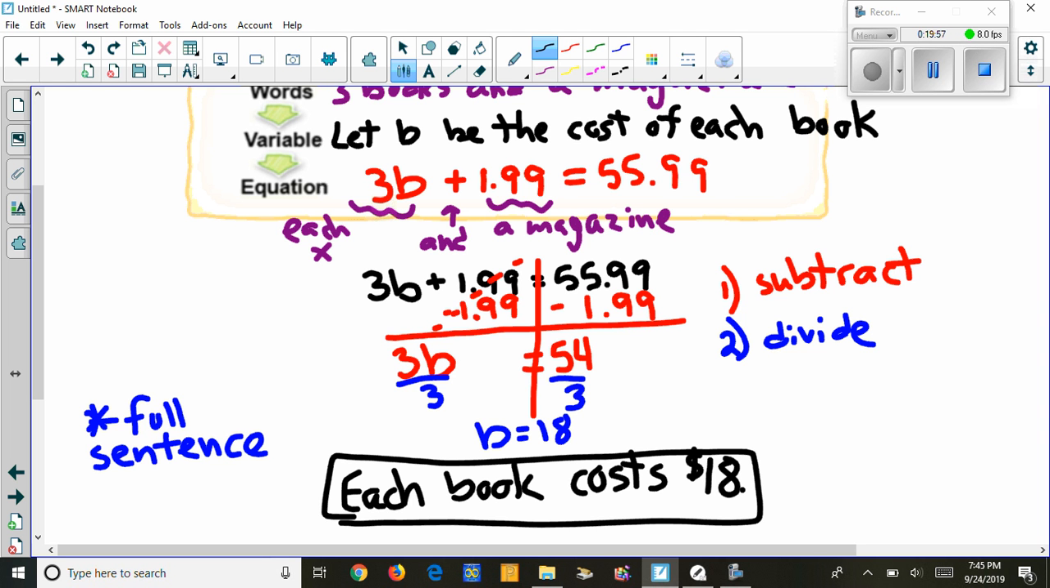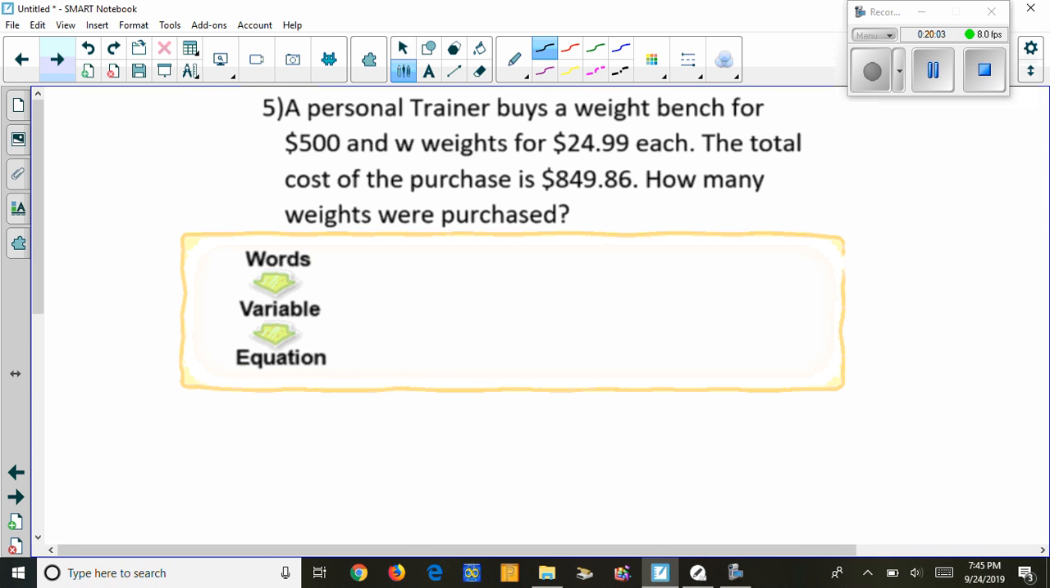I want to go ahead and do 2 more, but I'll try to speed them up a little bit. So here we go. A personal trainer buys a weight bench for $500 and W weights for $24.99 each. The total cost of the purchase is $849.86. How many weights were purchased?